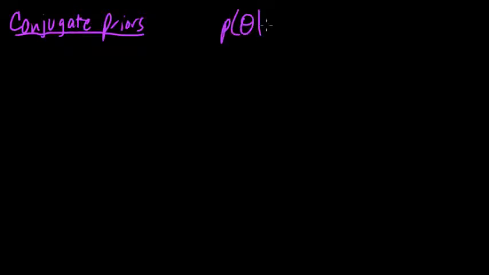In this video, we'll introduce conjugate priors. Conjugate priors are extremely useful in the Bayesian setting because they allow us to get the posterior distribution on the parameters given the data in closed form. So they make life very much easier.